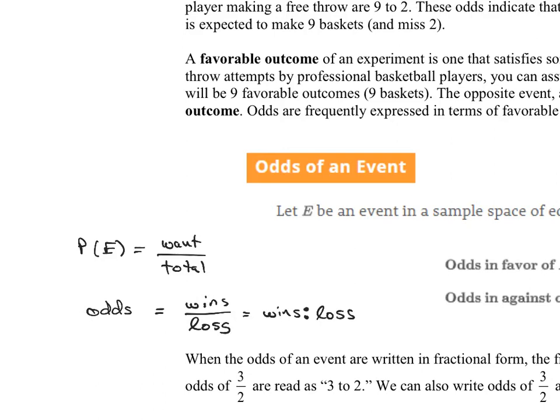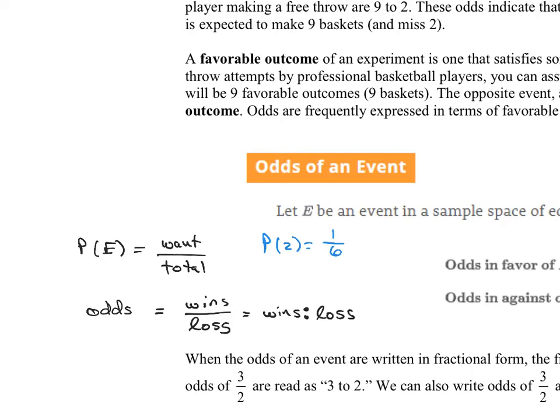So let's think about something. Let's take an easy event. How about the probability of rolling a 2 on a die? The probability of rolling a 2 on a die is 1 of the 6 sides. So there's 6 total sides that there can be. 1 of the 6 sides is a 2.